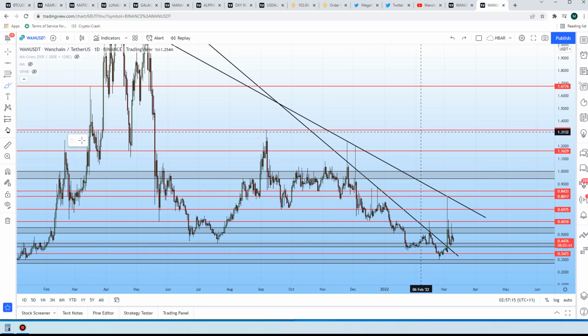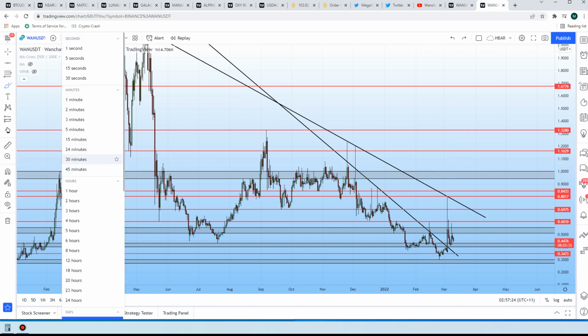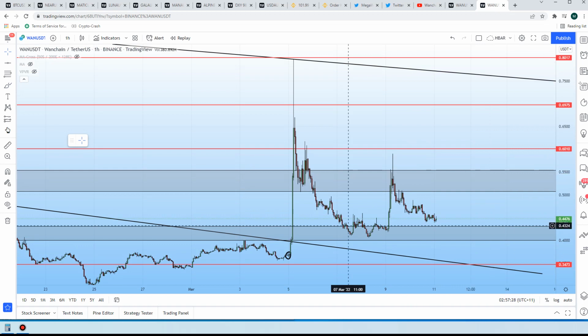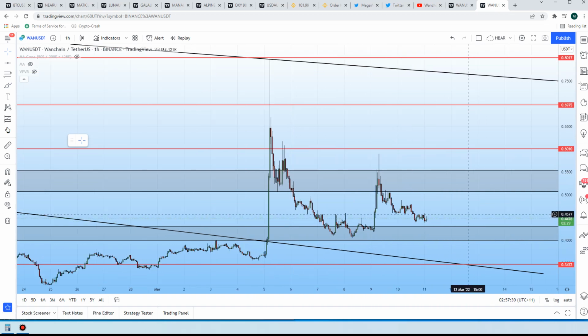So that's kind of why Wanchain moved up. I know a lot of you guys were asking me, why did Wanchain move up? What happened? There's the answer. We can explain it through technical analysis. That's kind of what happened. Let's take a look at that shorter term time frame and try to figure out what's happening on the chart, so we can figure out what to do next.